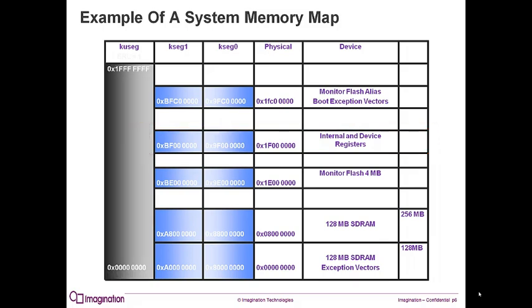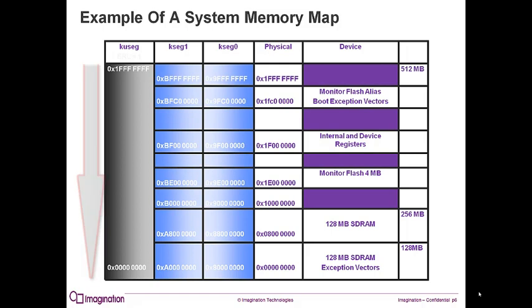At boot time, before the code clears the ERL bit, the kernel user segment is directly mapped to physical memory. The remaining addresses in the system physical memory are unused. Any accesses to these areas will result in a bus error.